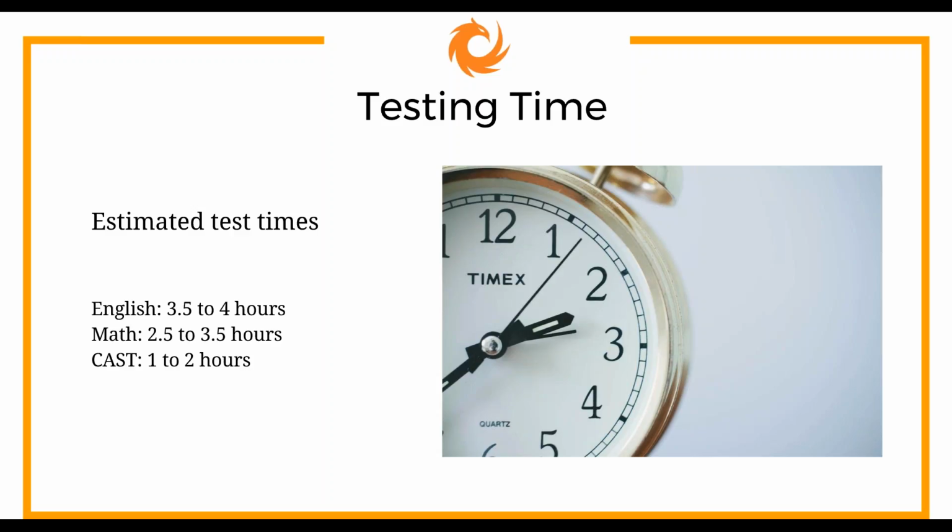So how long should the test take? The CAASPP assessments are untimed. The estimated time an individual scholar might take on the assessment depends on their grade level, the content area, and the type of items. The estimated test time for English is 3.5 to 4 hours. The estimated test time for math is 2.5 to 3.5 hours. And the estimated test time for the science test is 1 hour, though some scholars may need 2 hours.